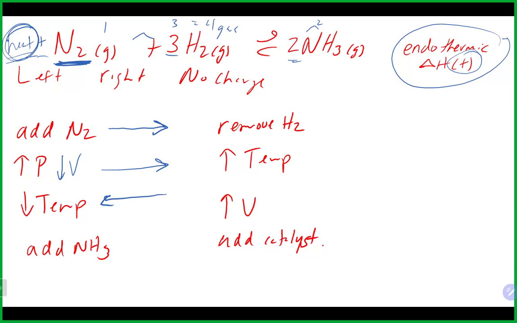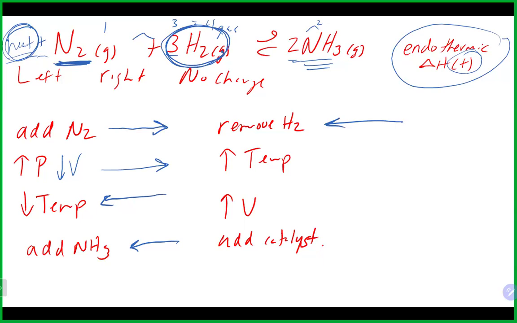Question on that one there? We're going to add some more NH3, which is a product. So that is going to ultimately go away from the side we added it to, because we have more products now, which causes the reverse reaction to occur and for it to go to the left. We're going to remove H2, which will create a hole over there on the reactant side, so we're going to fill it by going towards it.